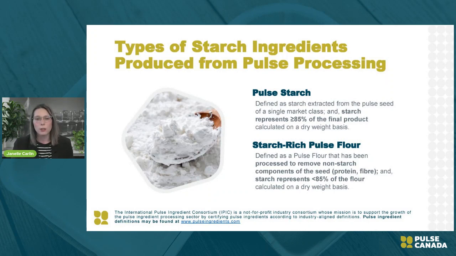We can also derive another starch-rich component, often called starch-rich pulse flour, which is dry fractionated using air classification technology. That separates particles within the seed based on their size and density to produce a very coarse fraction, where starch represents less than 85%, but still roughly over 55% of that final product.